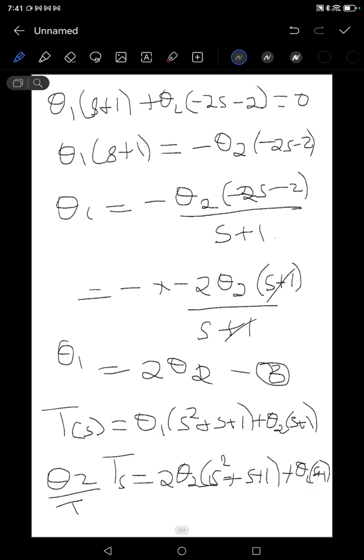Okay, and then now we're going to calculate this. We're going to take out theta 2 as a common factor, and then after that we're going to do what? We're going to divide both sides by T, and then we get the value of theta 2 over T. Okay, now moving forward, we're going to have something like this.